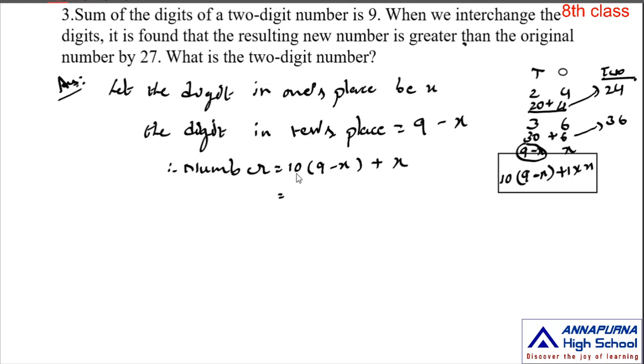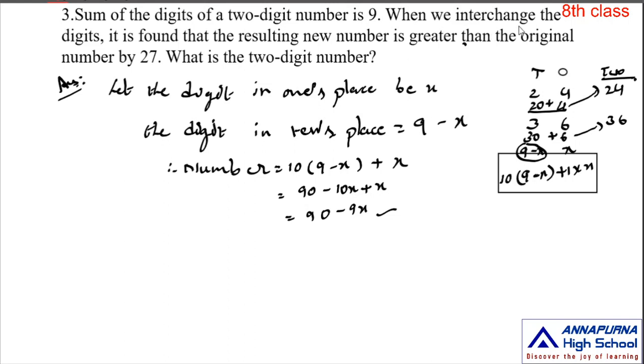Okay, now simplify this. 10 into 9, 90, minus 10 into x, 10x plus x. It is equal to 90 minus 10x plus x. It is equal to 90 minus 9x. That means the two-digit number is presented in the expression 90 minus 9x. Let's come to the question.